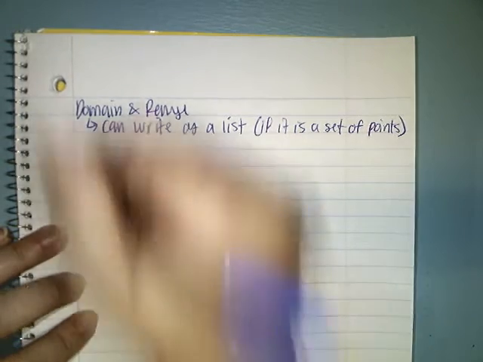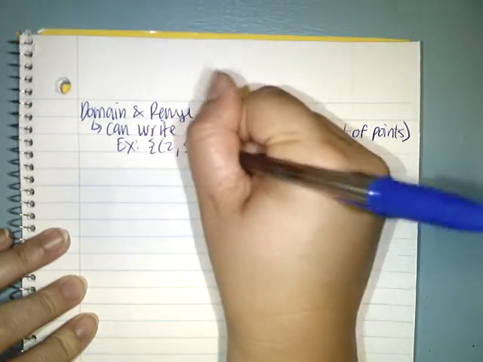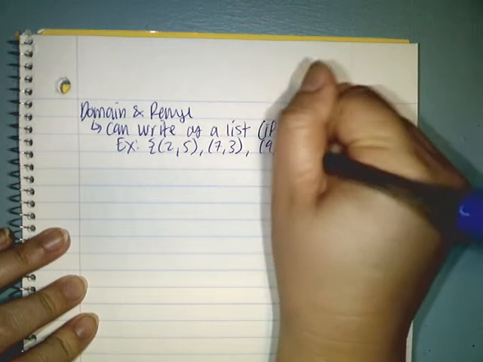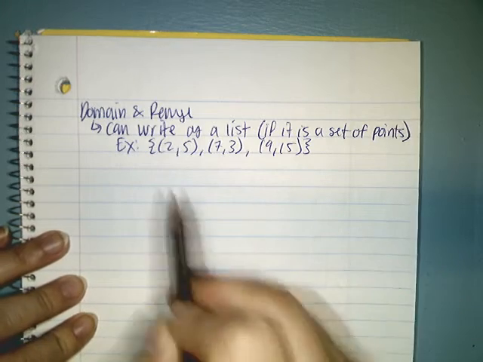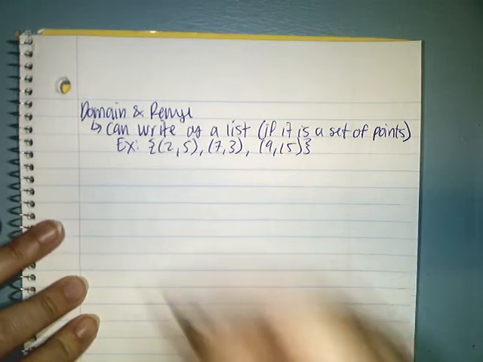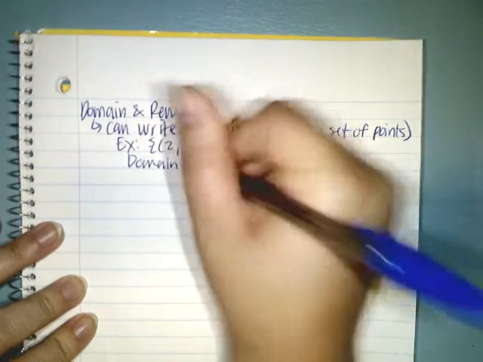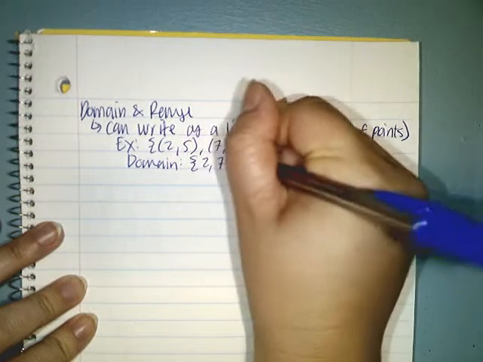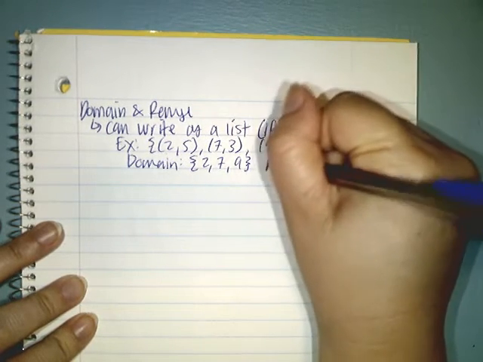So if you're given a list of coordinate points, I'll give us a quick little list here: (2, 5), (7, 3), (9, 15). While I'm writing this, quick check, is this a function? Yes, none of the x values repeat. So here our domain could be written as just the list of x values. Usually I write it from least to greatest, so it would be 2, 7, 9. That would be our domain.